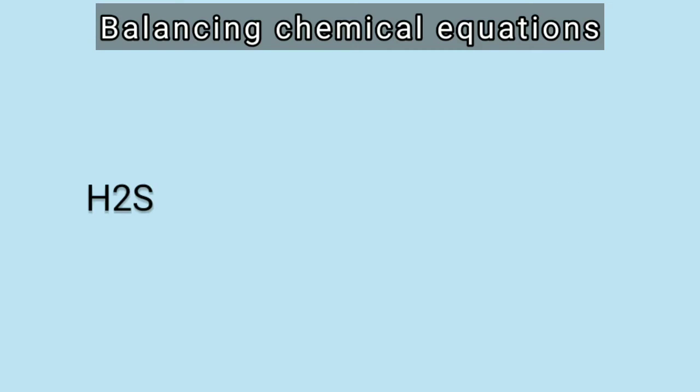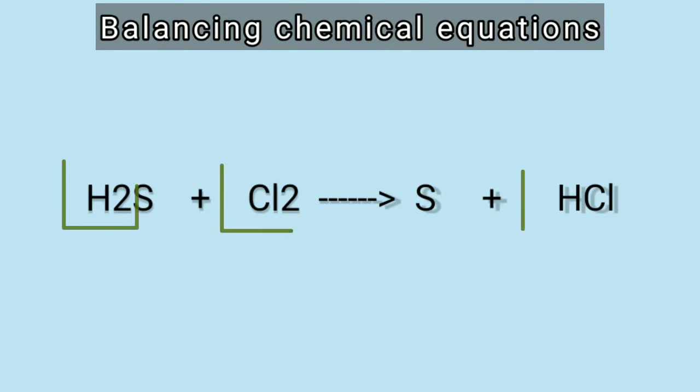Next equation is hydrogen sulfide reacts with chlorine to give sulfur and hydrogen chloride. We have 2 hydrogen and 2 chlorine atoms on the left side and 1 hydrogen and 1 chlorine on the right side. Sulfur is 1 on each side. So to equalize hydrogen and chlorine, we can write 2 as a coefficient of hydrogen chloride on the product side. That will equalize all the atoms and the equation will be balanced.